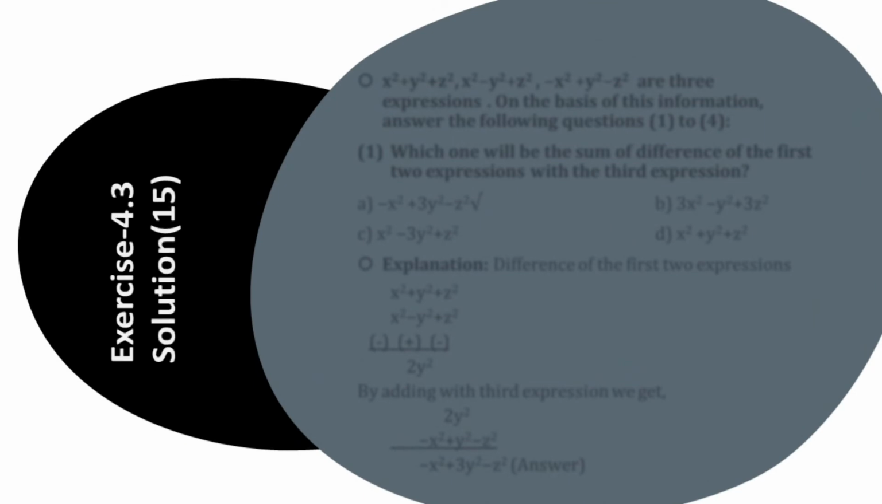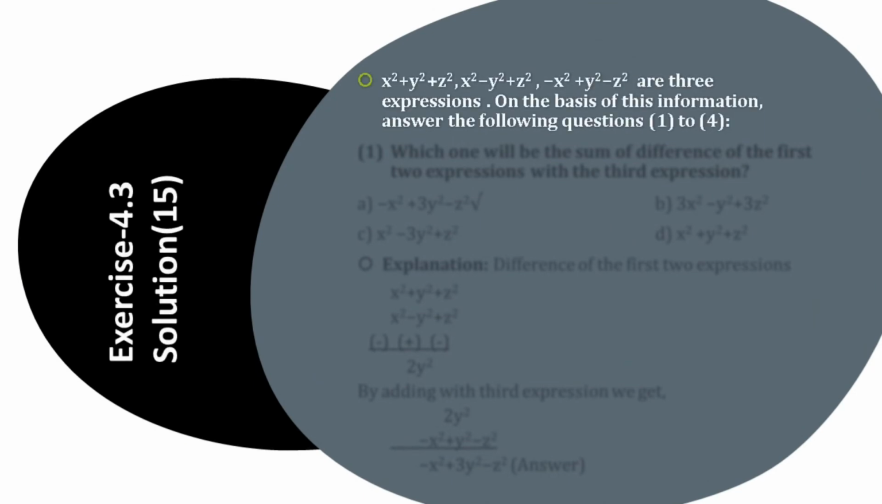Now solution number 15. As you can see, x² plus y² plus z², x² minus y² plus z², and minus x² plus y² minus z² are three algebraic expressions. On the basis of this information, answer the following questions 1 to 4.